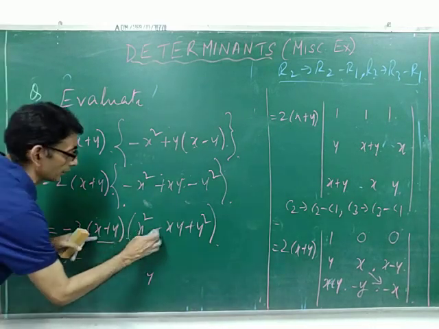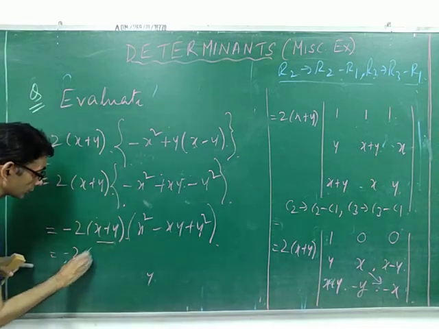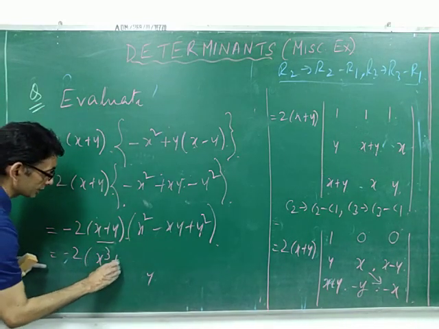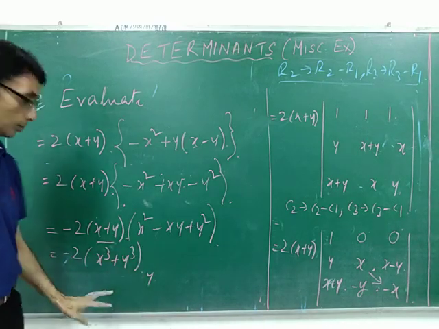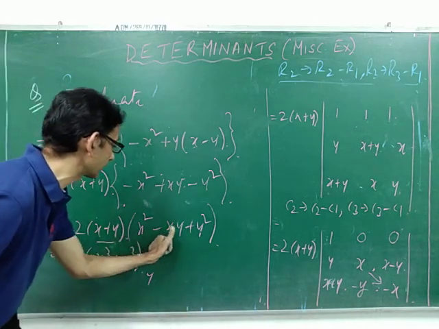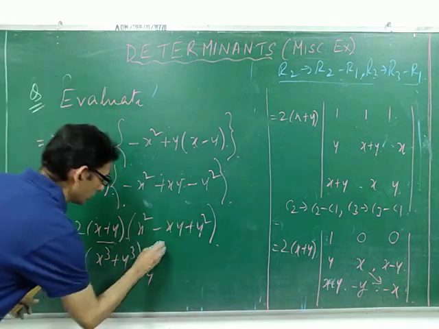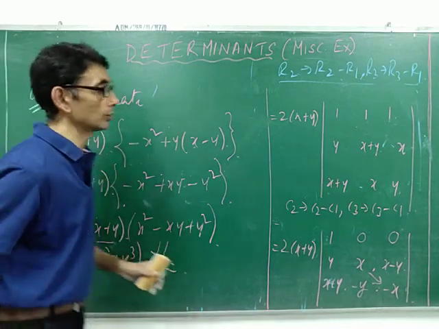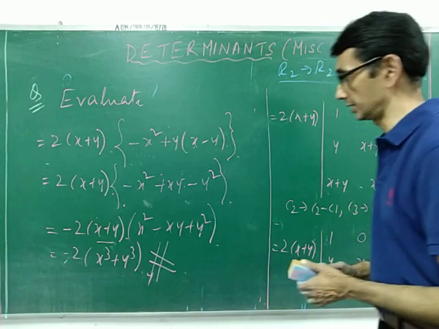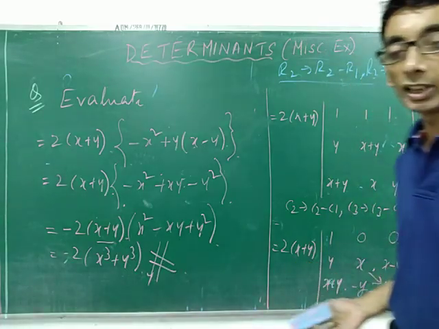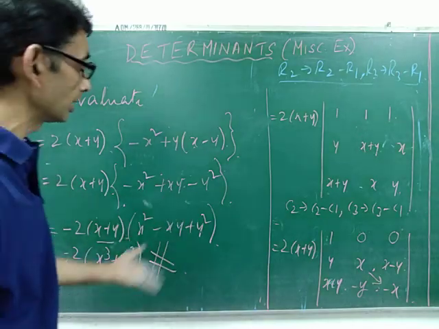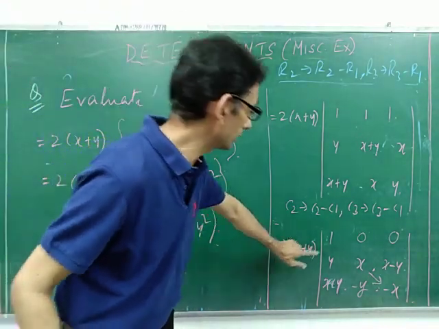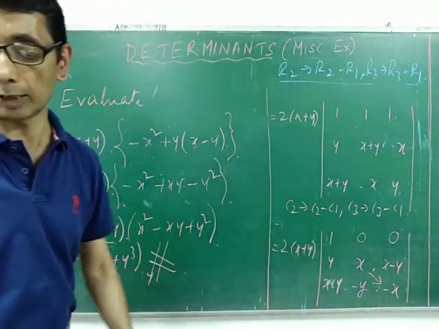What is this formula? A plus b, a squared minus ab plus b squared. This is equal to a cube plus b cube. Here, x cube plus y cube. What is the x cube plus y cube formula? x plus y, x squared minus xy plus y squared. So this is the value of the determinant. Okay, this is an equally simple question. We are using the property. We are expanding at the last step.